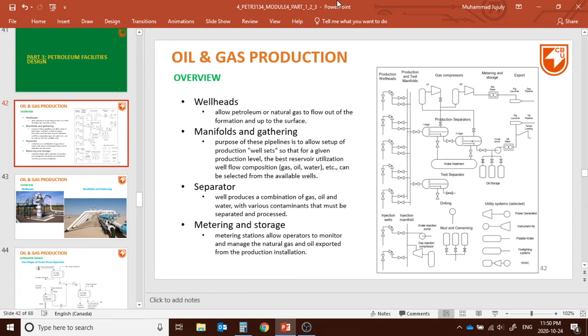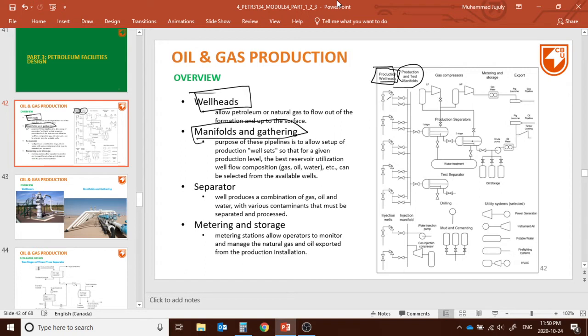So in a petroleum production unit, we will see lots of wellheads. These are the production wellheads. Maybe lots of you are familiar with wellheads. We have the manifolds and the gathering pipelines. So these are all the pipelines.